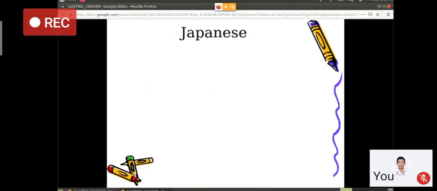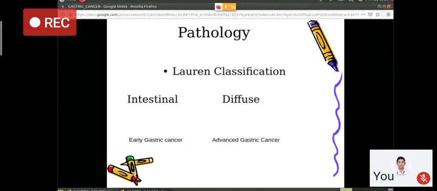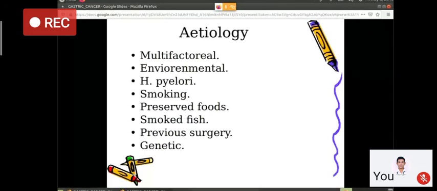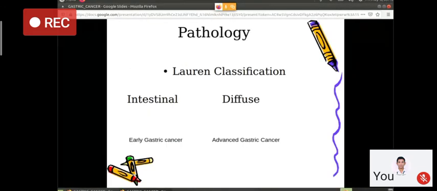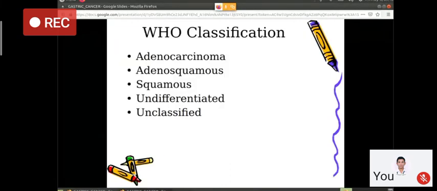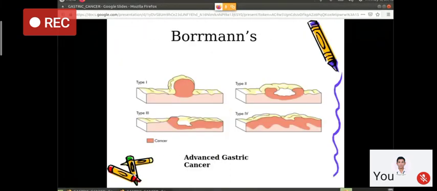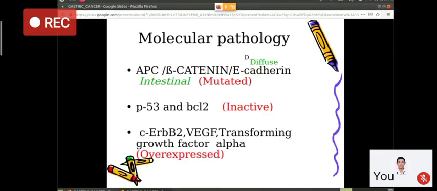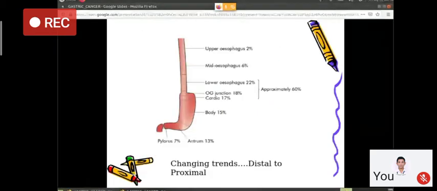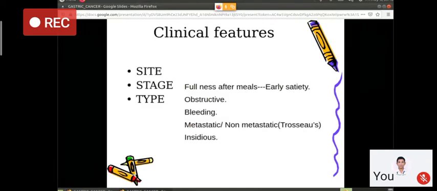So we can revise this very fast: what we have discussed is that the etiology of this is multifactorial. There are pathological things, Lauren classification, where it can be intestinal, WHO classification, Japanese classification, Borrmann's classification. Molecular pathology is also there. The important thing we have to understand is, first let's discuss the presentations, how these patients will present. Then we will come back to those things again.